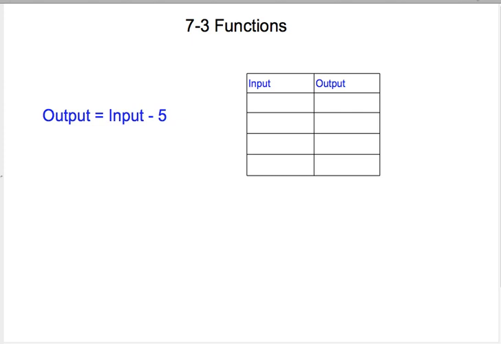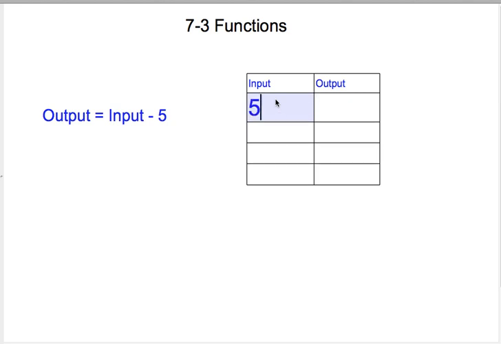A function is similar to that machine at an amusement park where you put in a penny and you turn the handle and it kind of flattens your penny out and puts a picture on it. A function is an equation that does that same sort of thing. And so here's an equation where we have input minus 5 equals output. So the input is any number that we decide we want to put in this machine or this function.